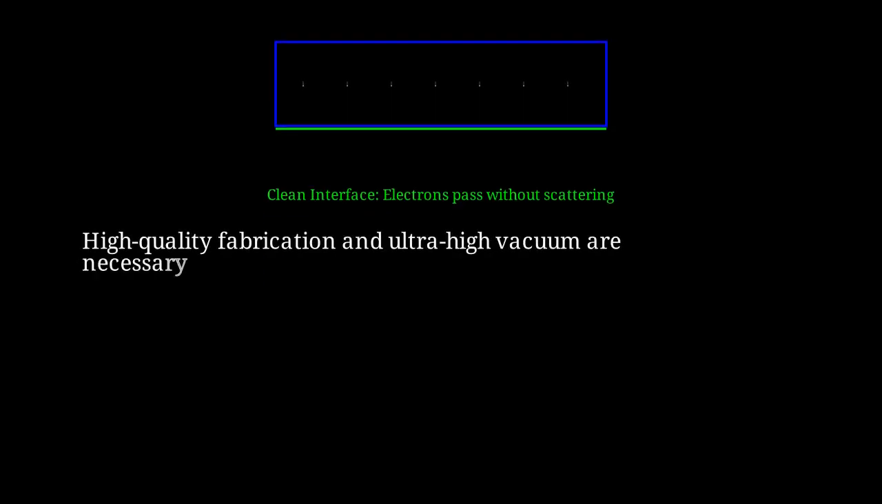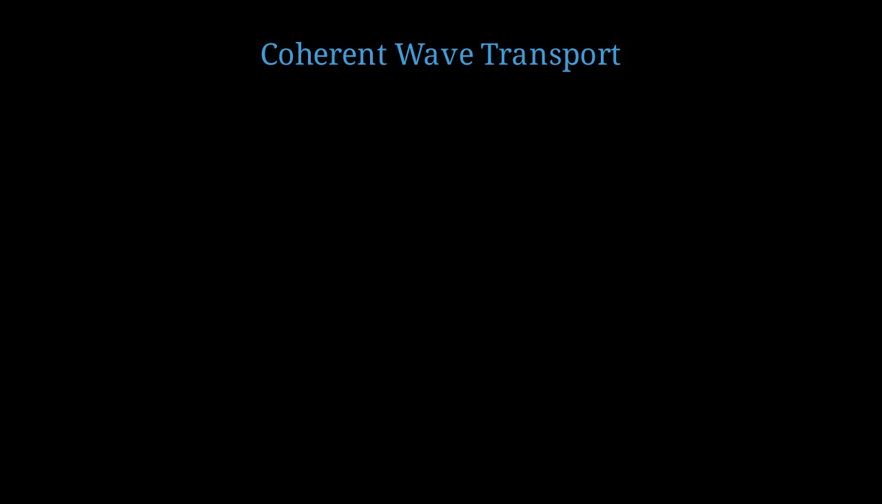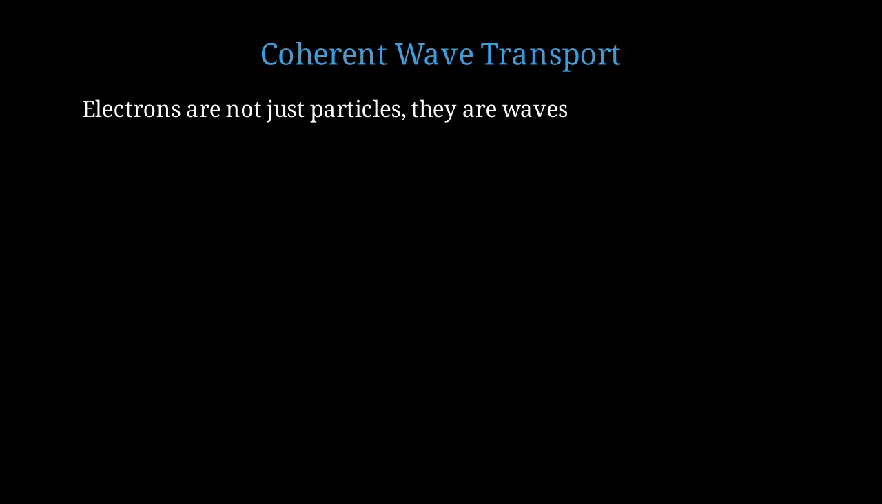Achieving ballistic transport requires high-quality nanofabrication techniques, ultra-high vacuum conditions during growth, and often cryogenic temperatures to suppress phonon scattering. Now let's discuss coherent wave transport, which is a quantum mechanical aspect of ballistic transport. In quantum mechanics, electrons are not just particles. They are waves with a characteristic wavelength called the de Broglie wavelength. The de Broglie wavelength equals h over p, which is h over mv, where p is momentum, m is electron mass, and v is velocity.